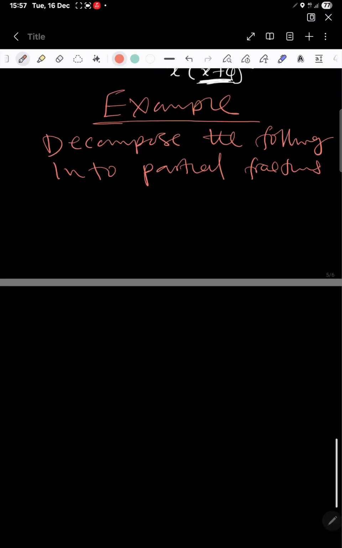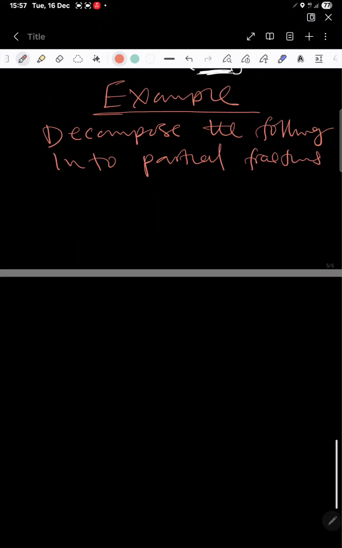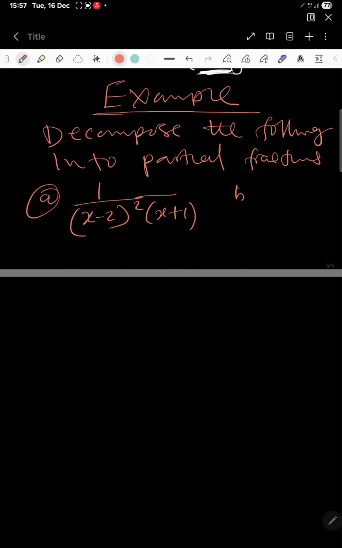So to decompose them into partial fractions, what you simply need to do is, we are going to look at some repeated linear factors. So number A, the first one that we are going to have here is 1 over x minus 2 squared and x plus 1. That's the first one.